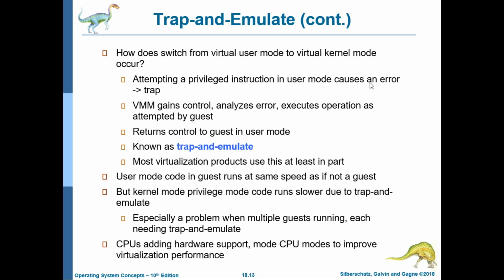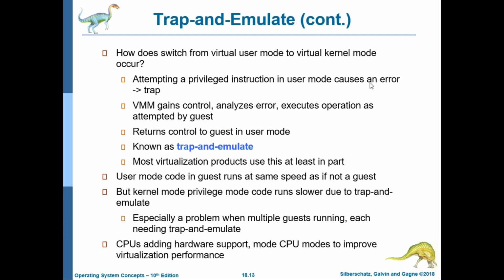So, continuation with trap and emulate. How does a switch from virtual user mode to virtual kernel mode occur? These are the steps. Attempting a privileged instruction in user mode causes an error which is called a trap. Then the VMM gains control, analyzes the error, executes the operations as attempted by the guest, and then returns control to the guest in user mode. That is the term trap and emulate. Most virtualization products use this at least in part.